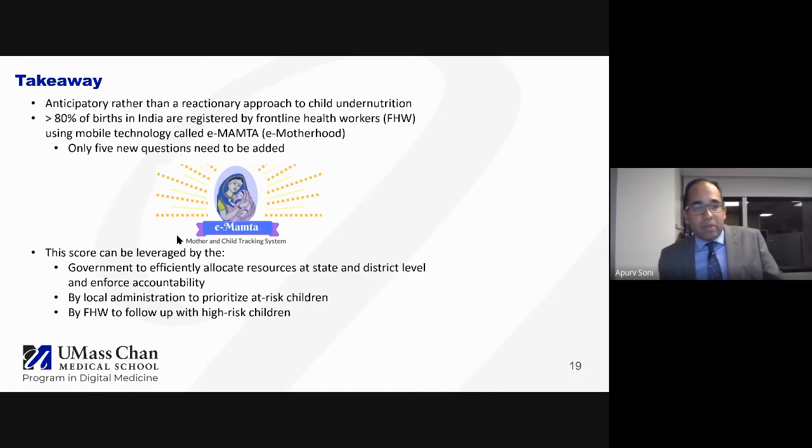And this can be leveraged by government to efficiently allocate resources at state and district level, by local administration to prioritize at-risk children, and by village health workers and community health workers to follow up with high-risk children.